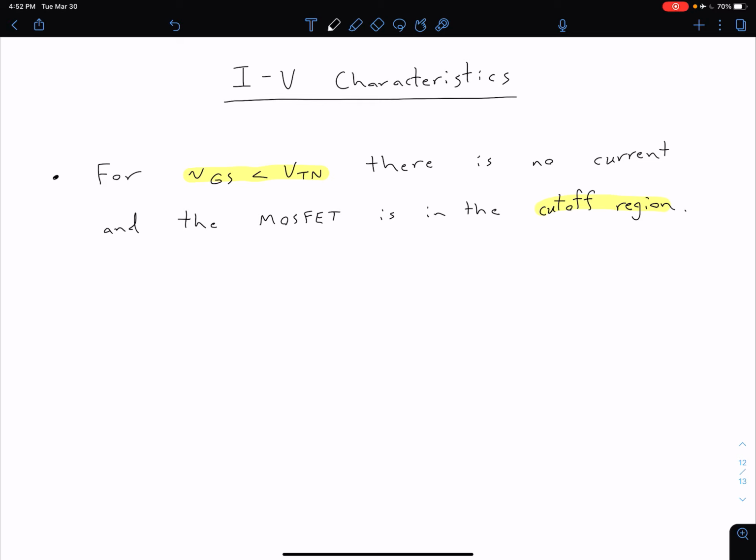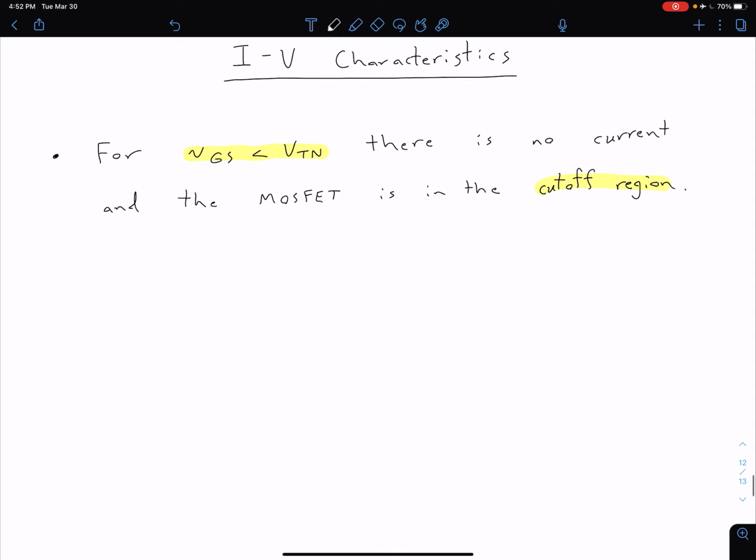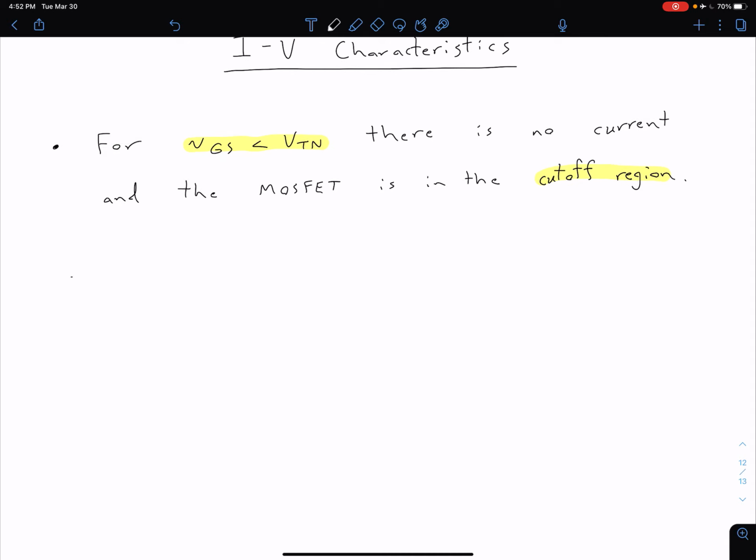Now, as we talked about, realistically our threshold voltage corresponds to strong inversion. There is going to be some current even if we're right below our threshold voltage, but we'll come back to that when we talk about non-ideal effects later. So let's say we now increase this voltage above our threshold voltage.